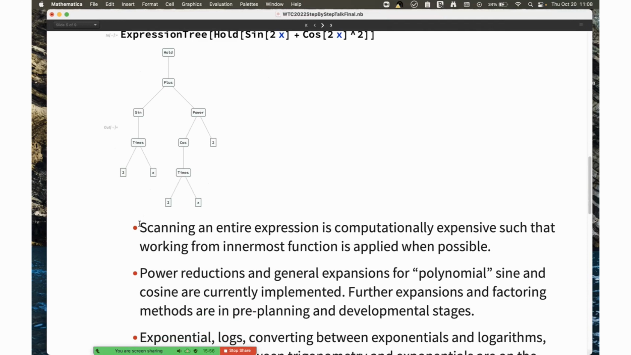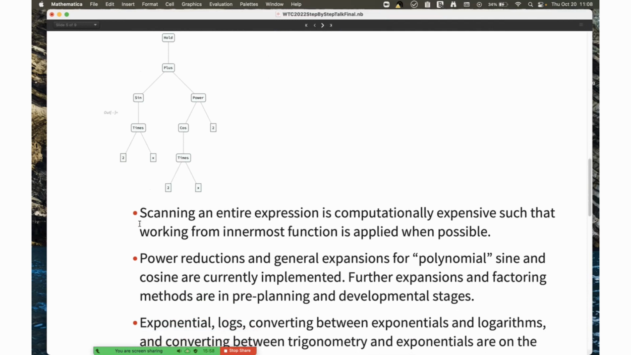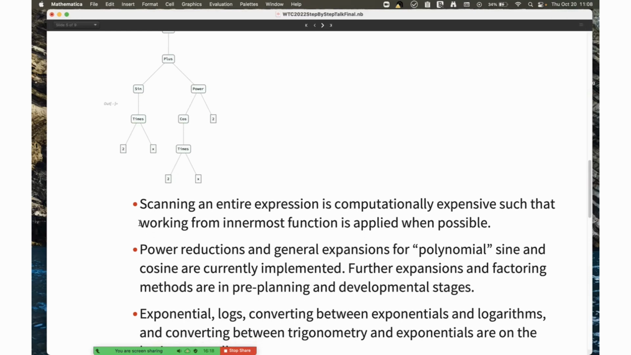Sometimes scanning the entire expression can be computationally expensive. That isn't always going to be the case. For instance, you could save a lot of effort in your steps if you were looking at something such as sine of 2x quantity squared plus cosine of 2x quantity squared, and recognizing that as one instead of expanding things out and then simplifying further.